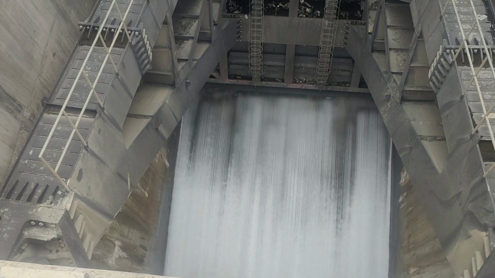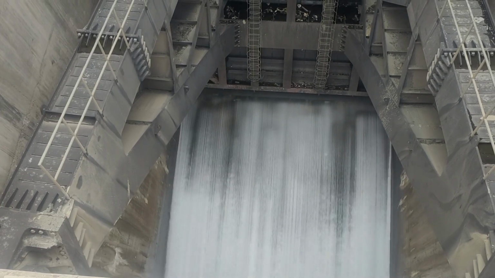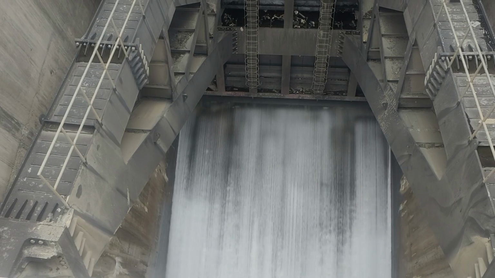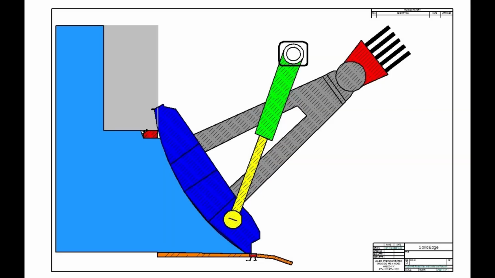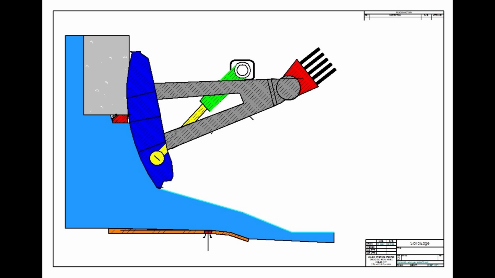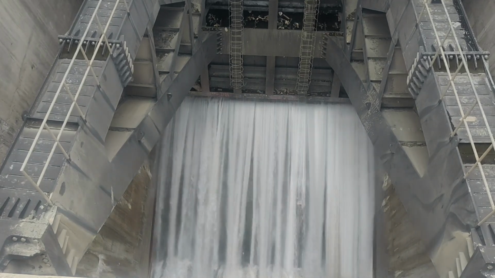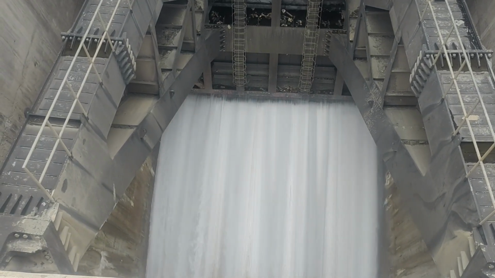Now, let's see how they function in action, how a radial gate works. Now that we know the parts, let's see how a radial gate actually operates. When the gate is closed, the gate leaf rests against the sill beam, blocking water flow. The hydraulic cylinder is fully extended, holding the gate in place. To open the gate, the hydraulic cylinder contracts, pulling back and exerting force on the gate leaf. This causes the entire gate to rotate around the trunnion. The gate leaf lifts upward, allowing water to flow underneath.